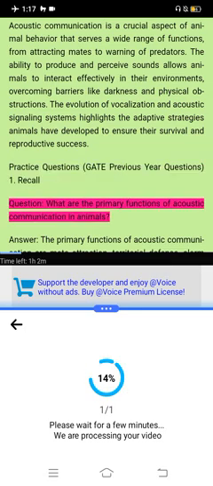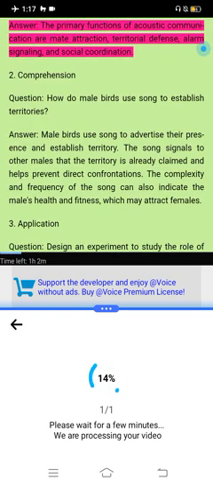1. Recall. Question. What are the primary functions of acoustic communication in animals? Answer. The primary functions of acoustic communication are mate attraction, territorial defense, alarm signaling, and social coordination.